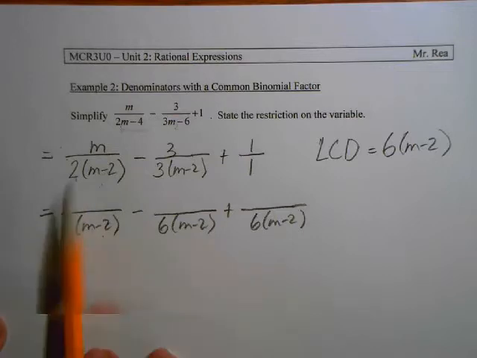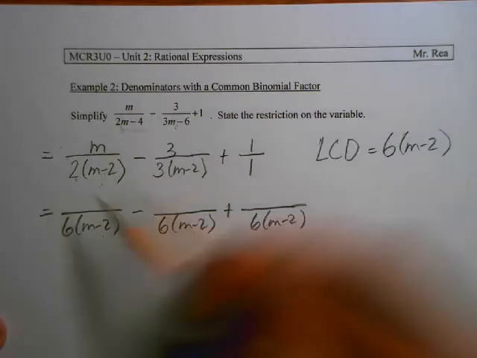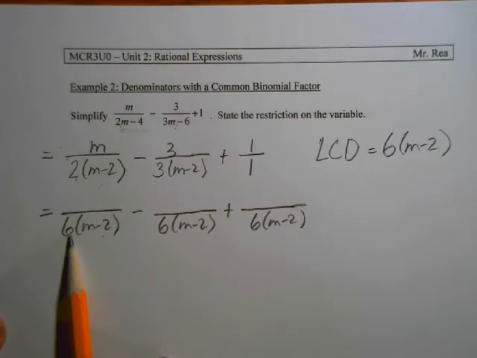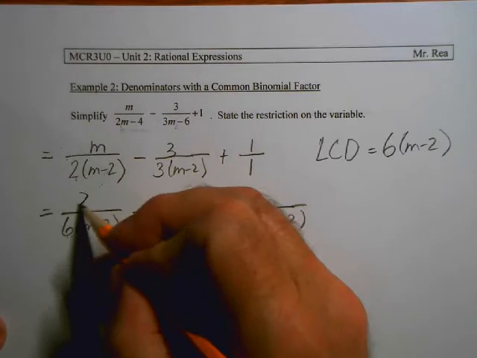I have a 2 here, but I want a 6. So that tells me I need to multiply. In order to get from here to here, I had to multiply the denominator by 3, which also means I have to multiply the numerator by 3, so that's a 3m.